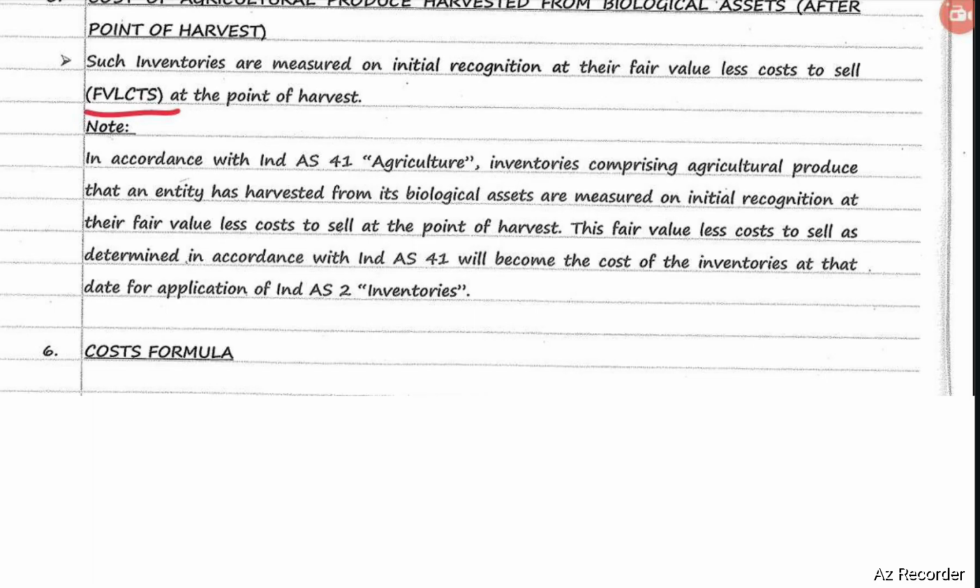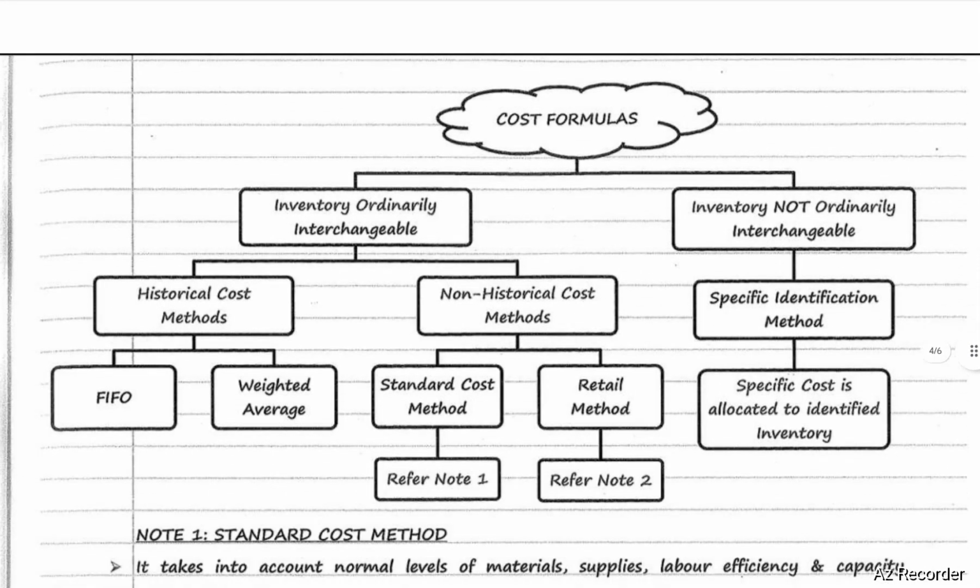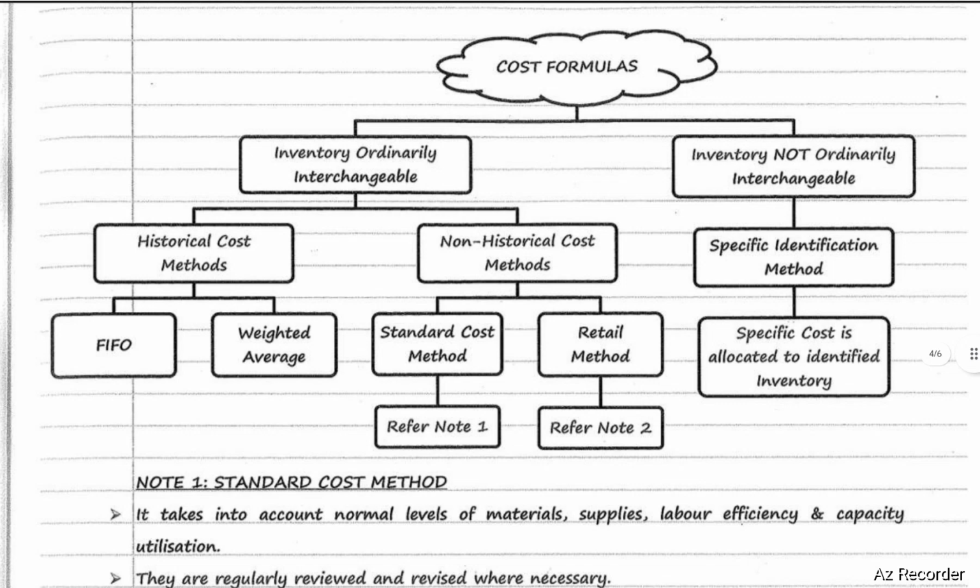Next, cost formulas or cost methods. If inventories are ordinarily interchangeable, there are two methods: historical cost method and non-historical cost method. Under historical cost method, we use either FIFO or weighted average. In case of non-historical cost method, we use either standard cost method or retail method. If inventories are not ordinarily interchangeable, specific identification method is used. That means specific cost is allocated to identified inventory.